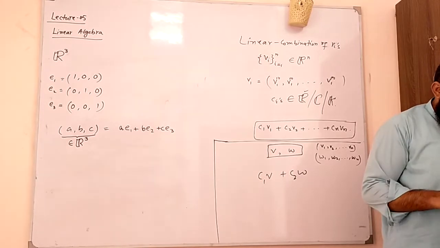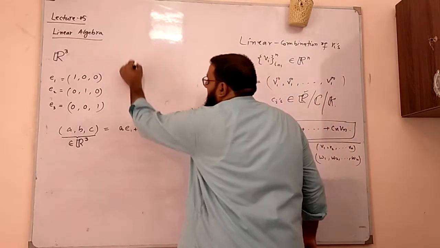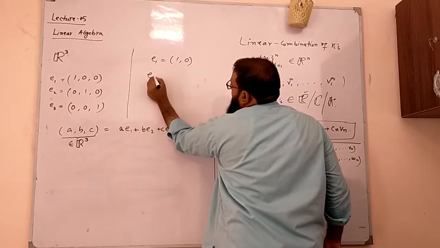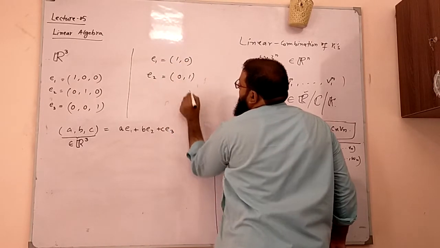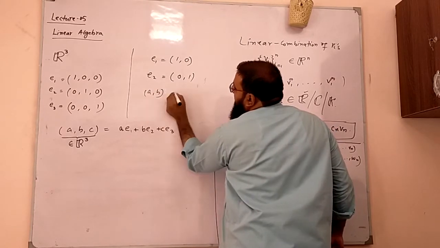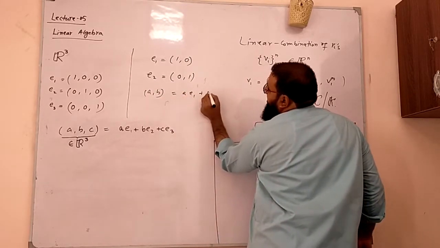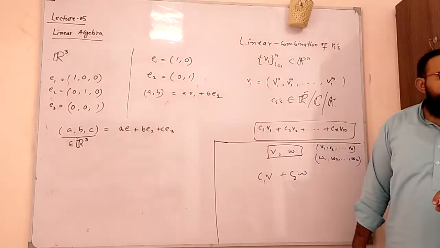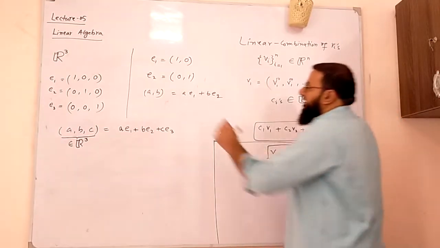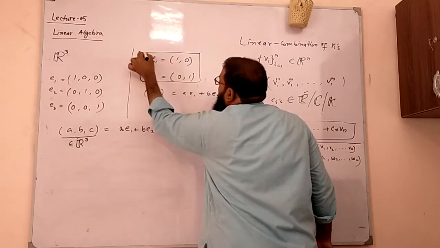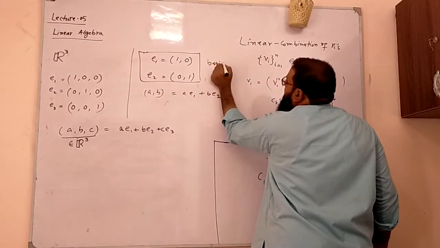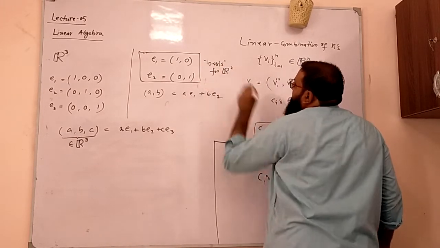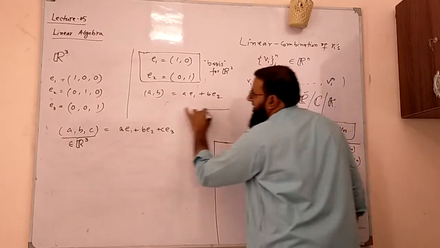Now, if I say that, okay, in R2, what happens? You have E1 to be 1, 0. You have E2 to be 0, 1. You take any vector, it can always be written in this form: A E1 plus B E2. We call this the standard basis for R2. We'll be defining what we mean by basis, but right now, consider this to be the basis.